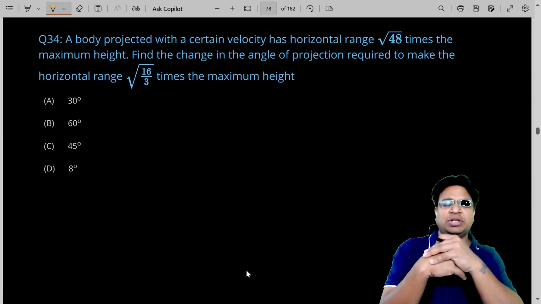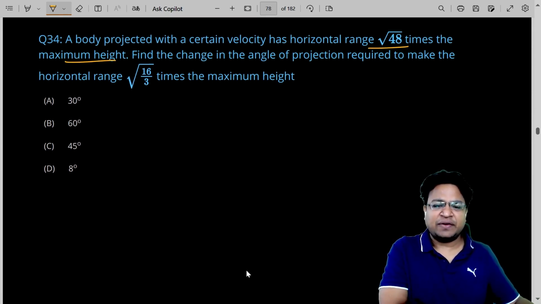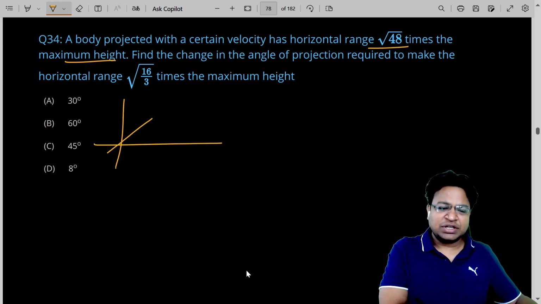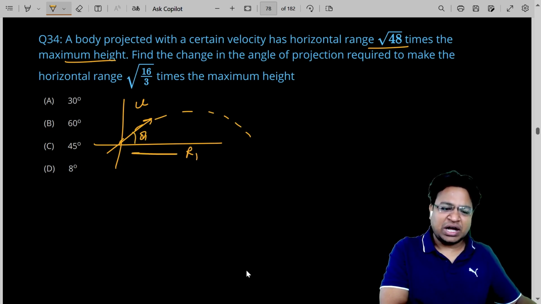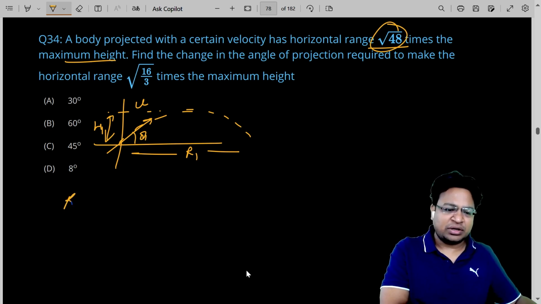Now we get to the next question. It says a body is projected with a certain velocity and has a horizontal range which is many times the maximum height. Find the change in the angle. So I'll explain the question to you. First, let's say we projected with some speed at some angle, and we got some range, let's say R1, and the maximum height was, let's say, H1. This number indicates the ratio: the ratio of range and height was root 48 initially. So that is the situation.